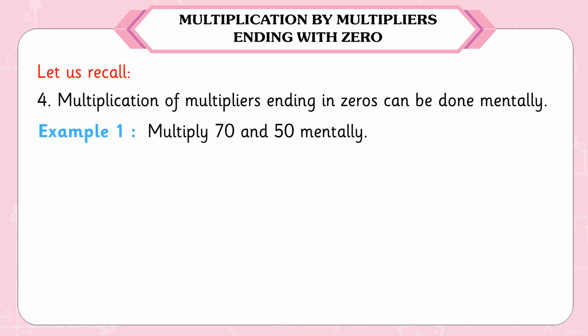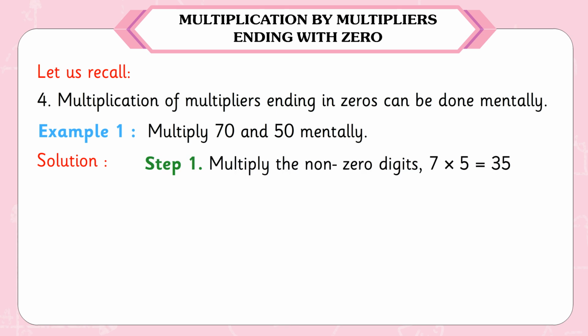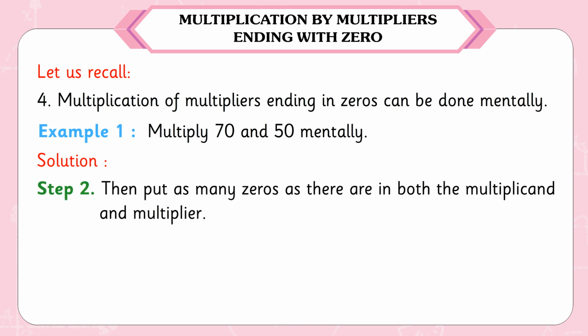Example 1. Multiply 70 and 50 mentally. Solution. Step 1. Multiply the non-zero digits. 7 into 5 is equal to 35. Step 2. Then put as many zeros as there are in both the multiplicand and multiplier. 70 into 50 is equal to 3,500, 2 zeros.